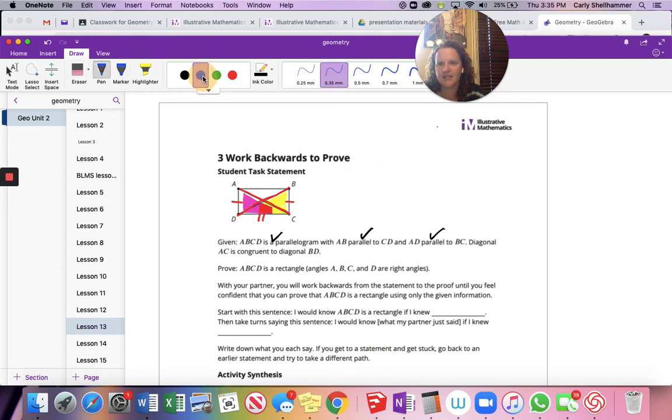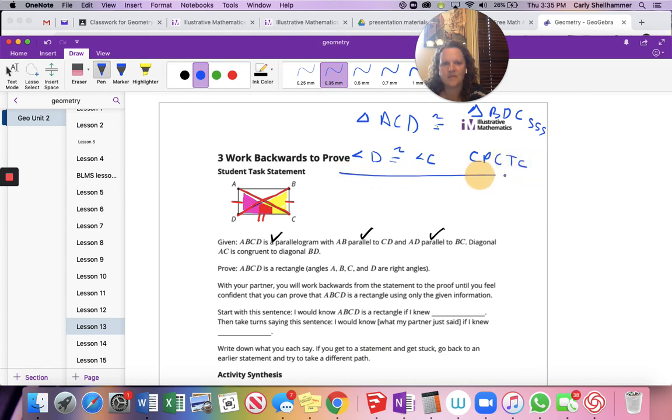All right, let's change to blue. Triangle ACD is congruent to triangle BDC because of side, side, side. Now angle D is congruent to angle C because of CPCTC. I shouldn't have erased what I did in green. In some lands, I would start this video over, but I'm not going to.